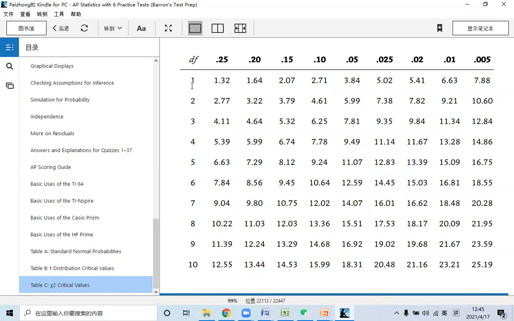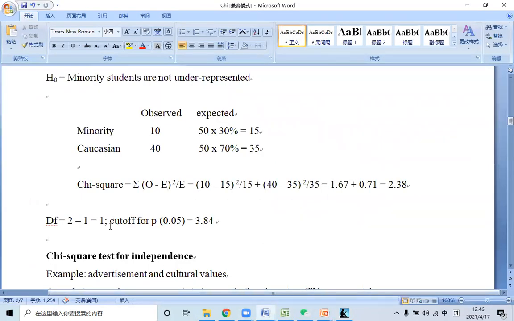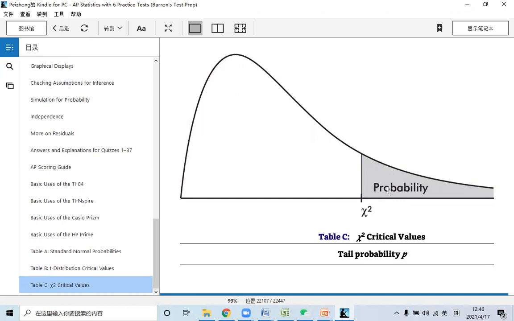The chi-square value is based on degrees of freedom. In the last example, it is one degree of freedom, and we want to use a p-value of 0.05. In other words, we would like to reject the null hypothesis. If the probability of observing the chi-square value is less than 5%, we want this shaded area, this probability, to be less than 5%.